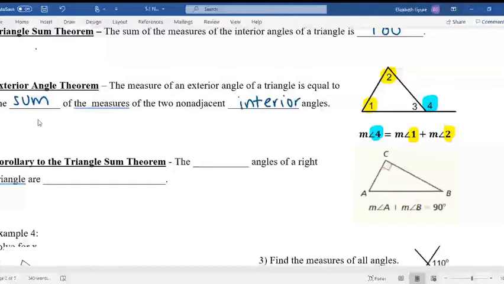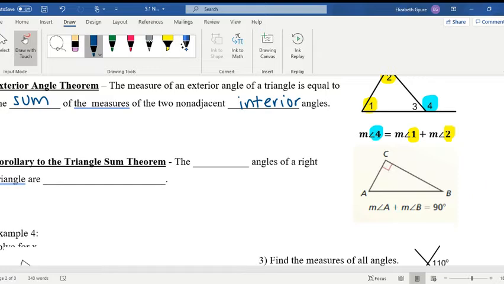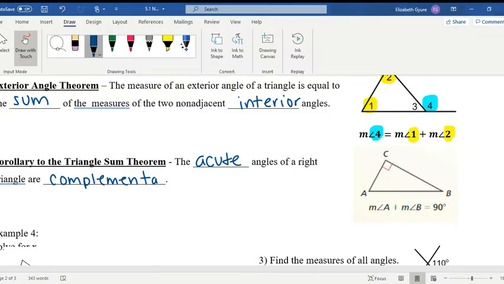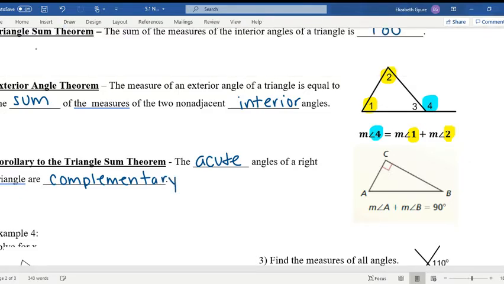And then our last property for this part is the corollary to the triangle sum theorem. That says that the acute angles of a right triangle are complementary. Does anyone remember what complementary means? What does it mean? Yeah, they add up to be 90 degrees.